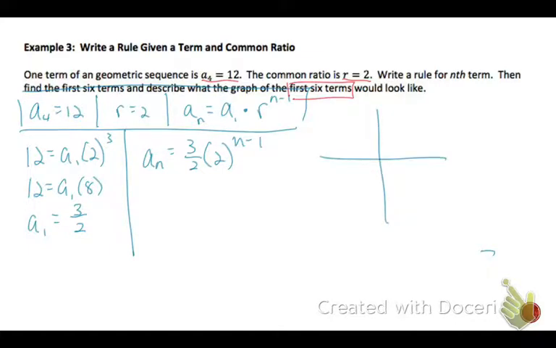Now the question is, what would this graph look like, the first 6 terms? So what's going to happen is it's going to be doubling each time. So we'll start slowly and then pick up speed. And you know this pattern. This is an exponential pattern.